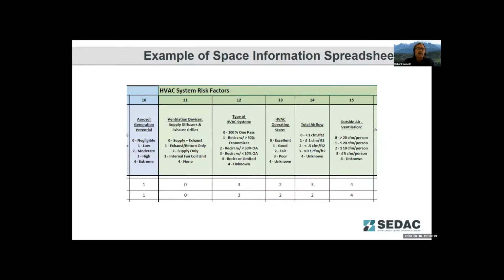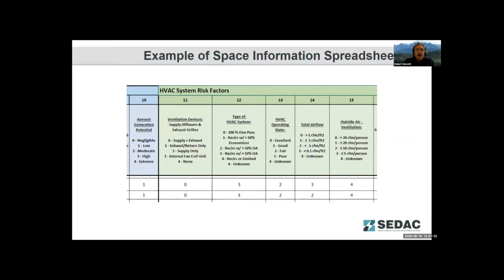I included the last one, number 10 of the occupant risk factors, because it is weighted the heaviest: aerosol generation potential. Are we looking at a reading room in the library where no one's supposed to be talking, they're hopefully wearing masks? There's really negligible to low aerosol generation potential. Or are we talking about the balcony in a church where people are singing, where we've already had super spreader events? That's why that's weighted so heavily.